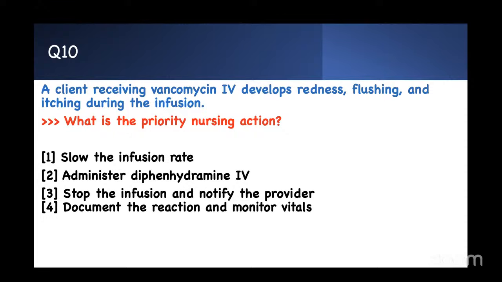Number 1 is the right answer. This is the best answer. Think about it, right? This is critical thinking. If you stop the infusion, you call the doctor and say, oh, you know what it is, right? This is not an allergic reaction, Redman syndrome. Slow down the rate. So slow down the rate. The right answer is number 1.